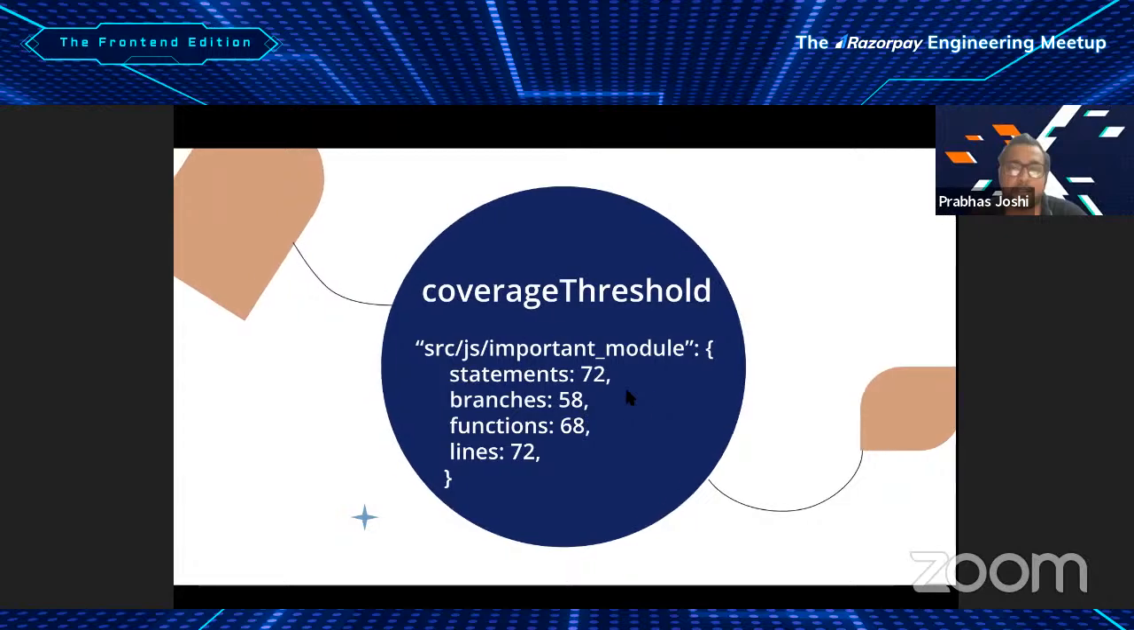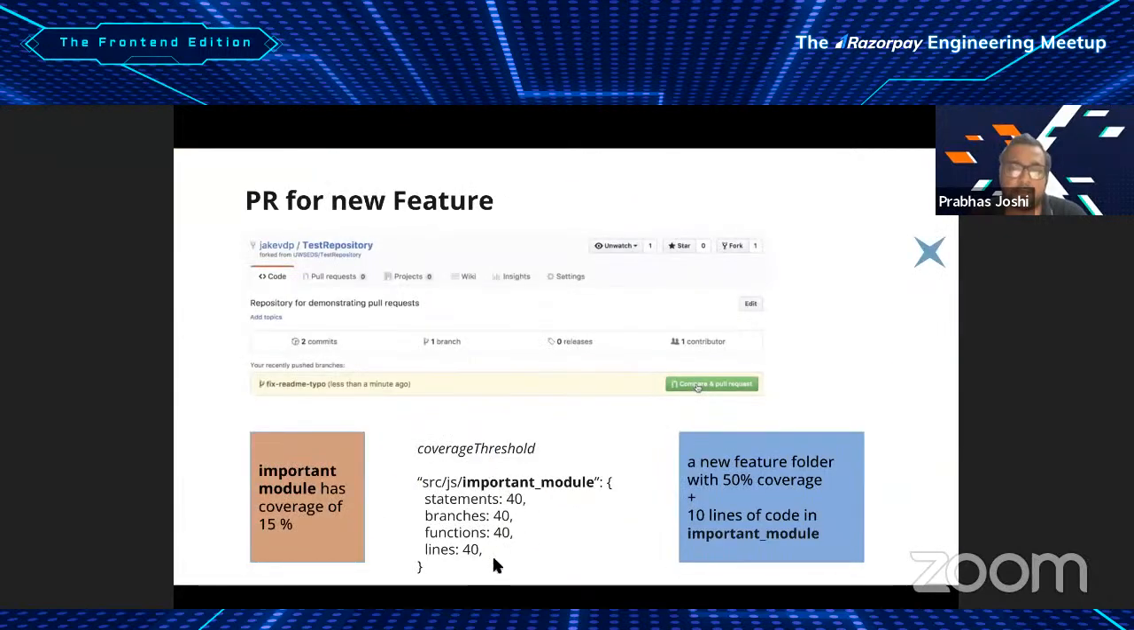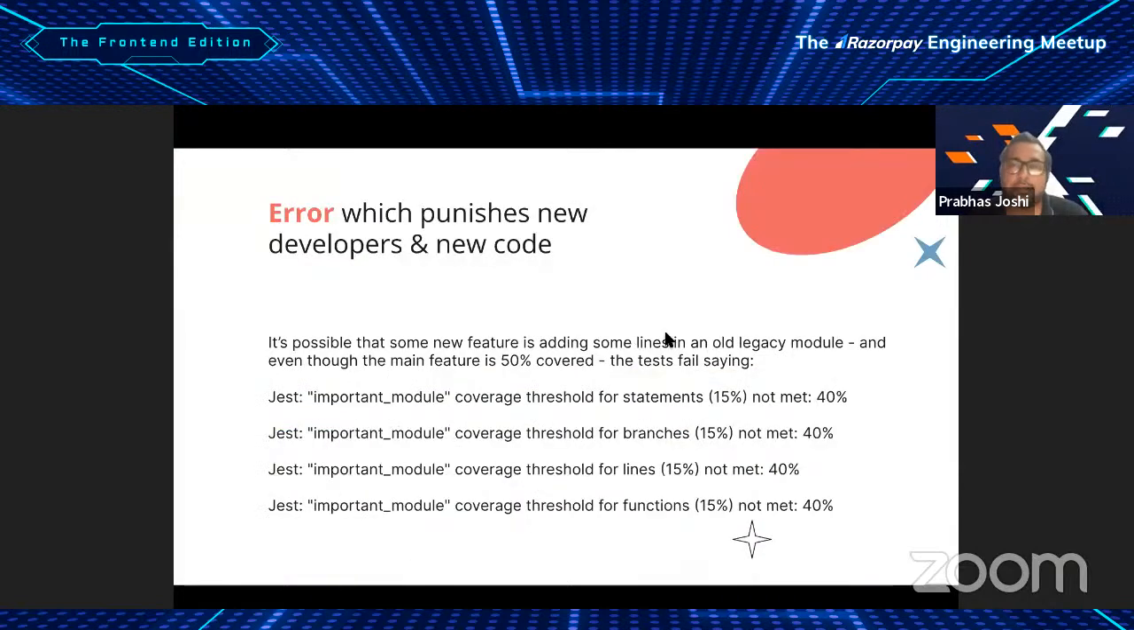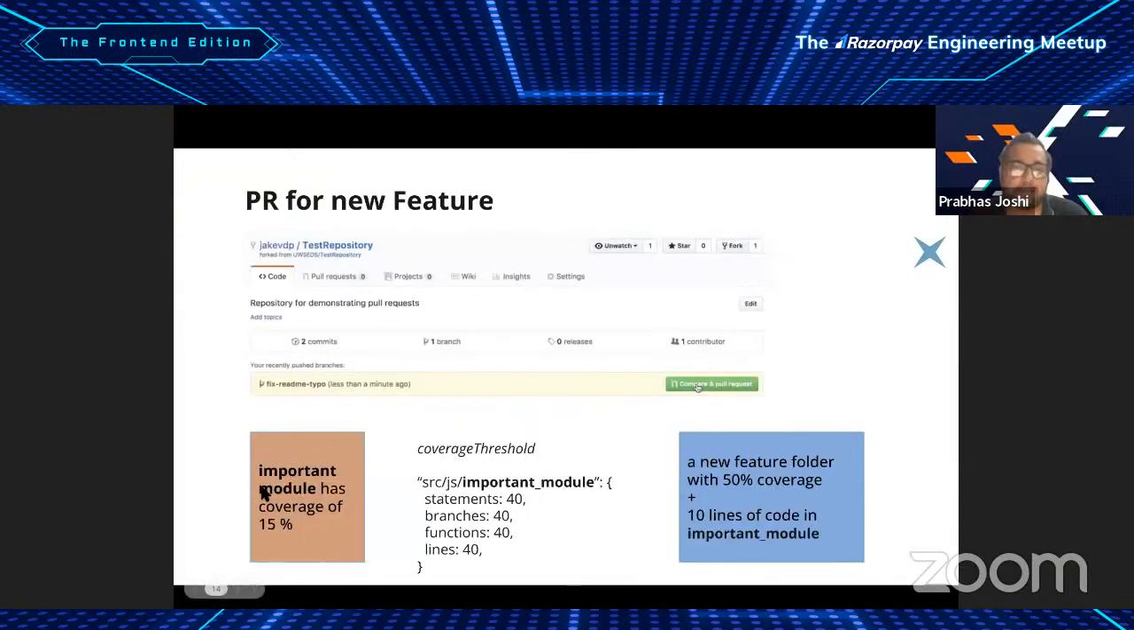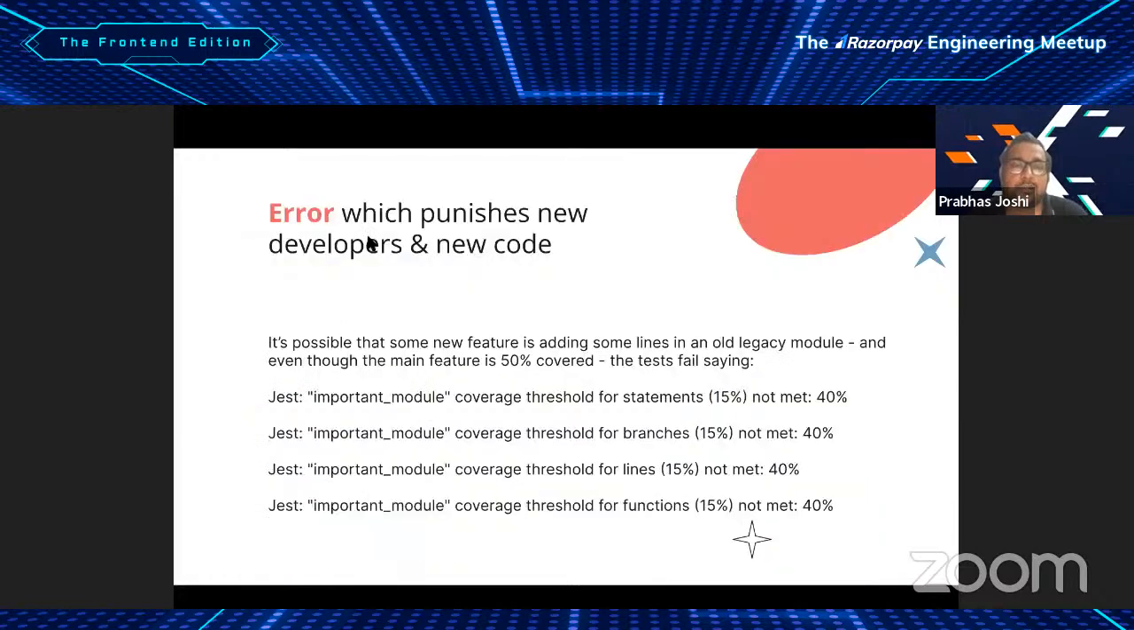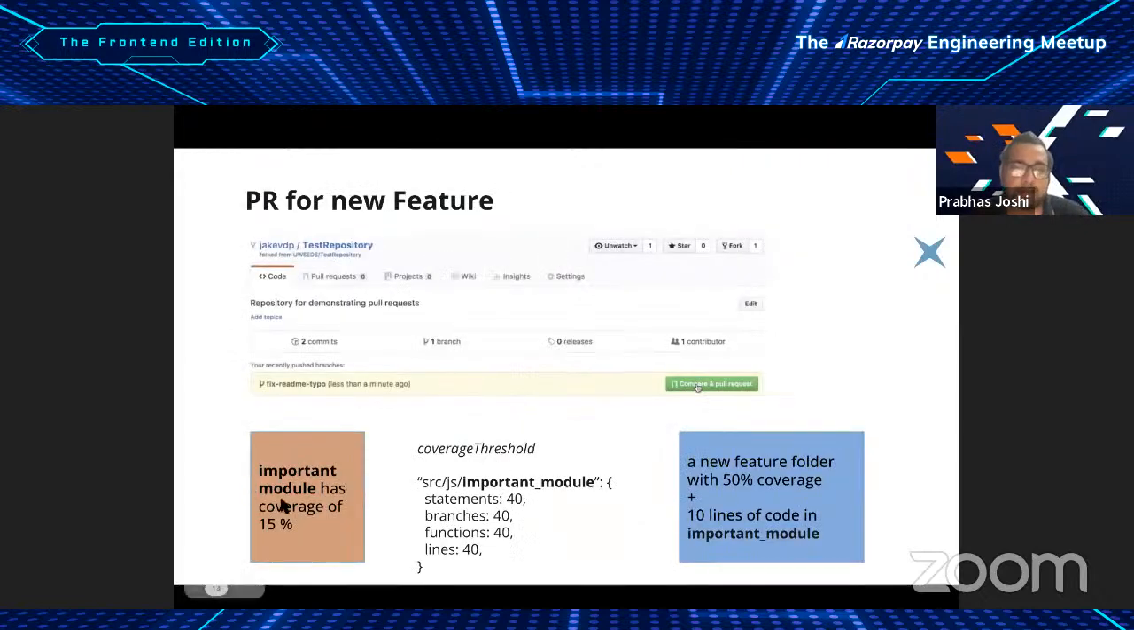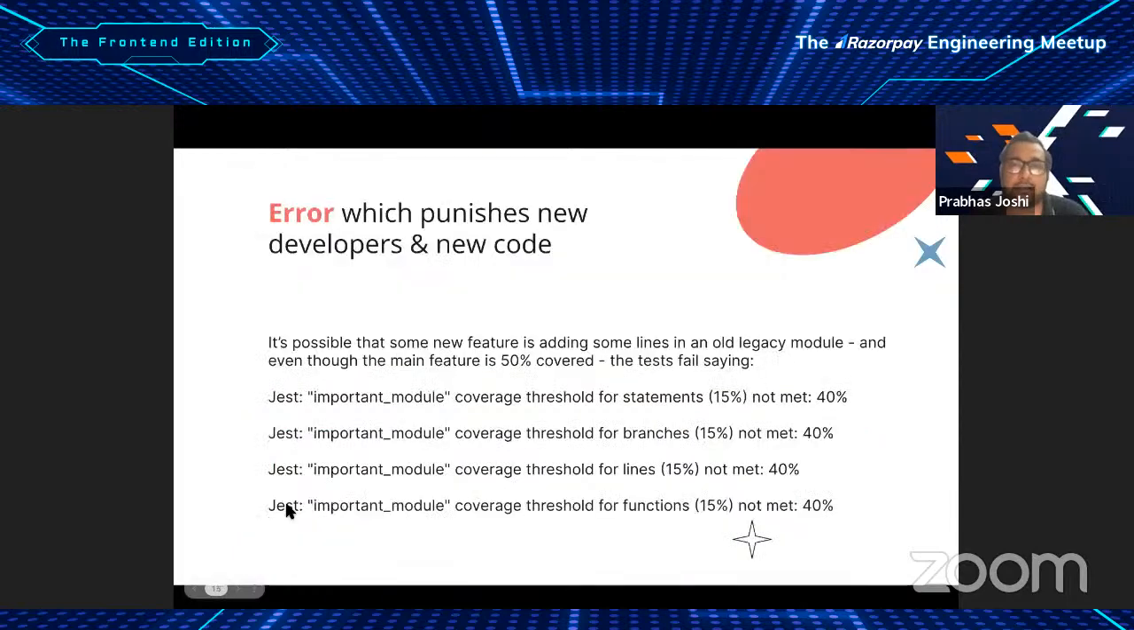And as you can see, it says that everything should be 40%. So what happens here is that it will throw an error, because of course the module is at 15% right now. I added 10 lines to it, and it discovered that it's at 15%. So it's not meeting 40, so it's throwing an error, right? This error is punishing new developers and new code. Any new code that you add to a legacy module which is at a bad coverage, which should be covered, will result in an error.